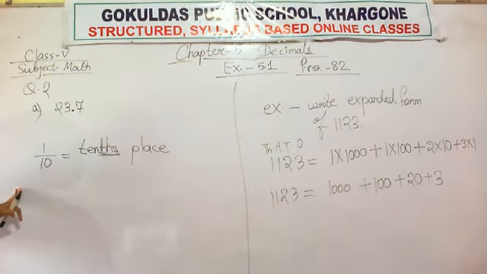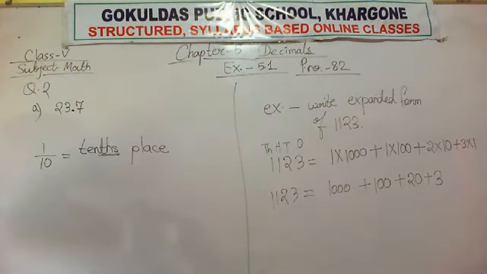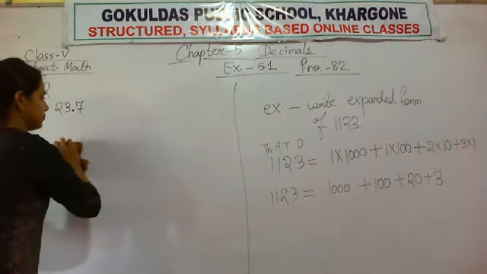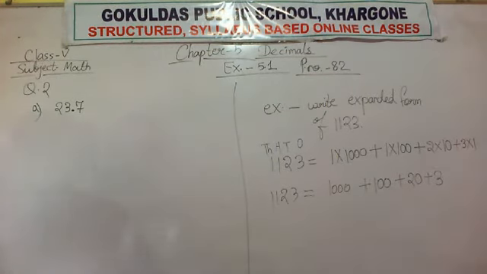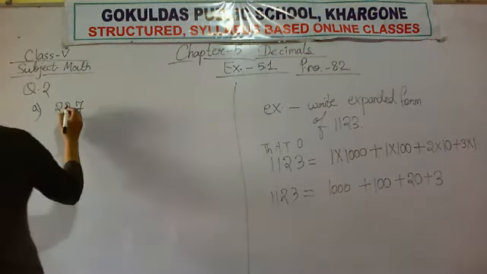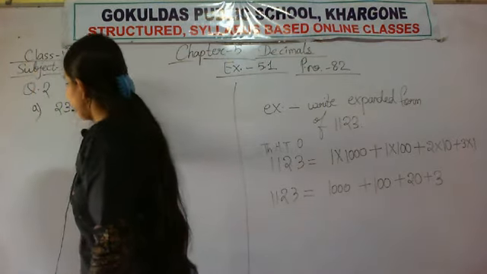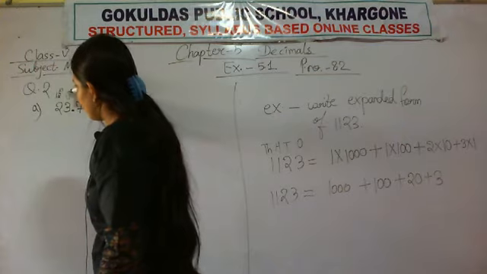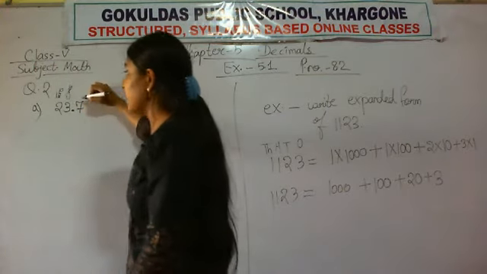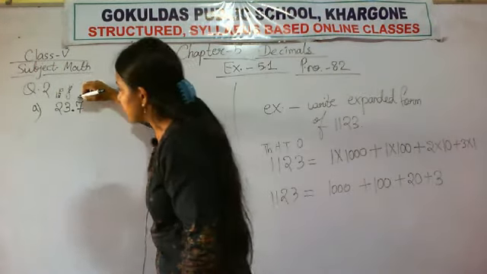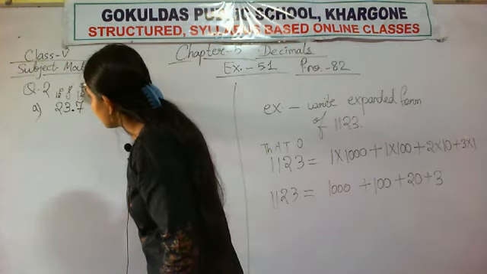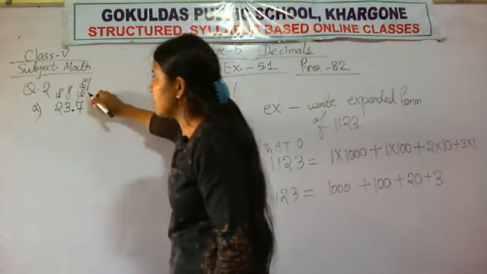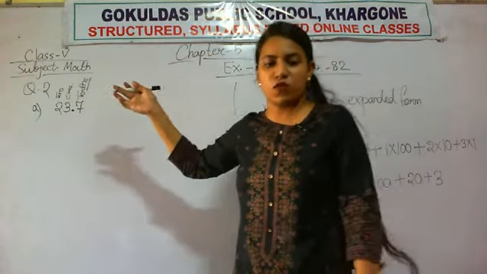In the beginning of the lecture I told you that 1 upon 100 is read as hundredths place, and 1 upon 1000 is read as thousandths. So here 3 is at ones place, 2 is at tens place, and 7 is at which place? 7 is at tenths place.